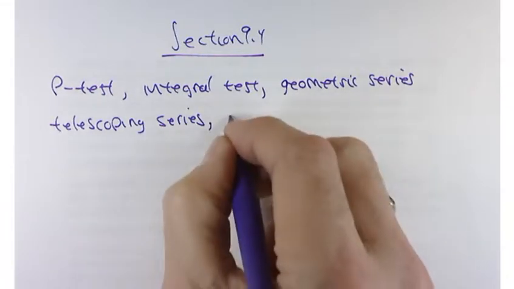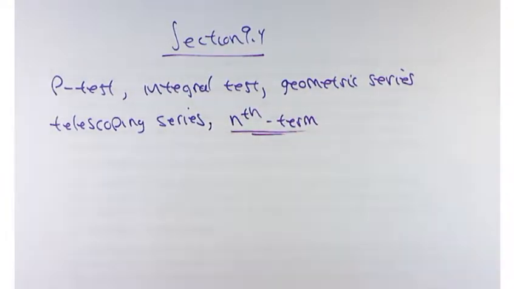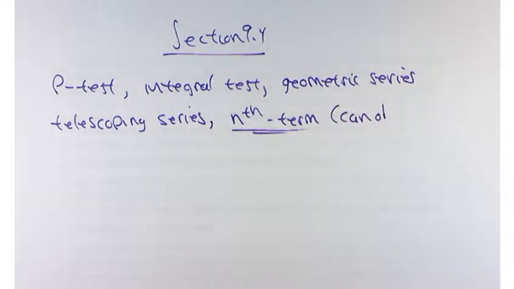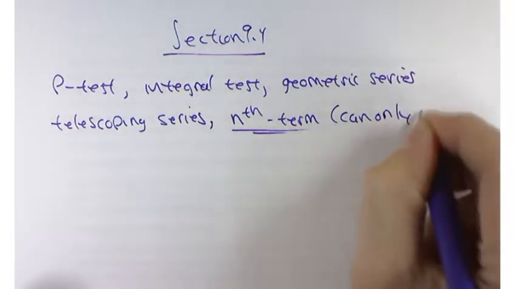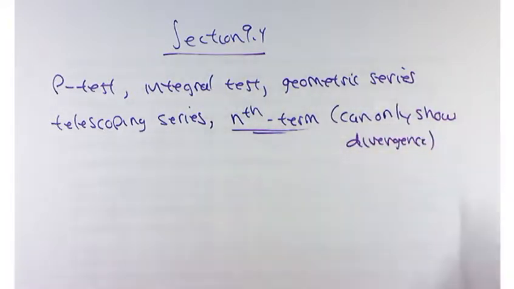And then there's one other one. It's the nth term test. And this one you've got to be careful with, because the nth term test only does so much. You remember what it does? What can the nth term test do for us? It can prove divergence. It can't show convergence. It cannot. But it can show divergence. So it can only show divergence. It can't be used to prove convergence.